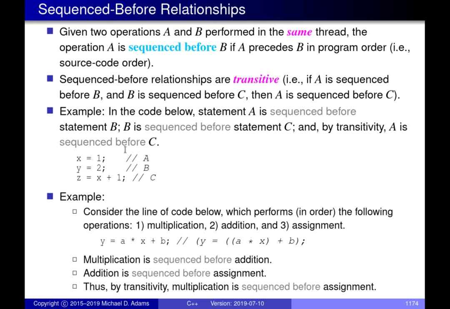So to use an example with this code down below, all of this code is running in the same thread. We'll call the first line operation A, the second line operation B, and the third line operation C. In terms of the terminology that was just introduced, A is sequenced before B because A comes before B in source code order, in program order. And B is sequenced before C because B, this line here, comes before this line here in program order. In other words, the order it appears in the source code. Sequenced-before relationships are also transitive. So if A is sequenced before B and B is sequenced before C, then A is sequenced before C. It just follows the logic that you would expect.